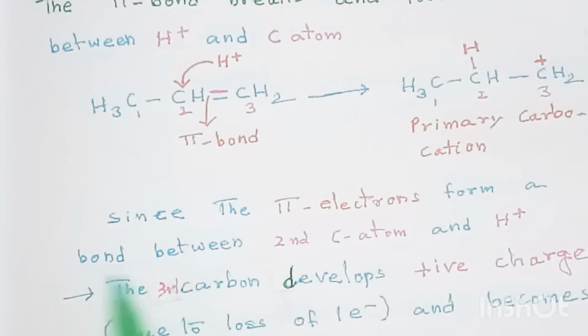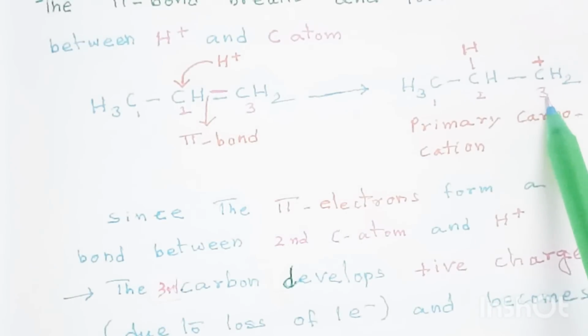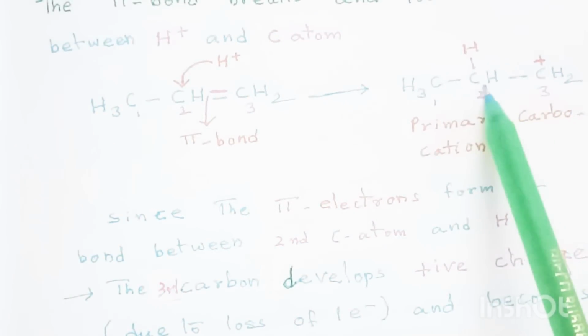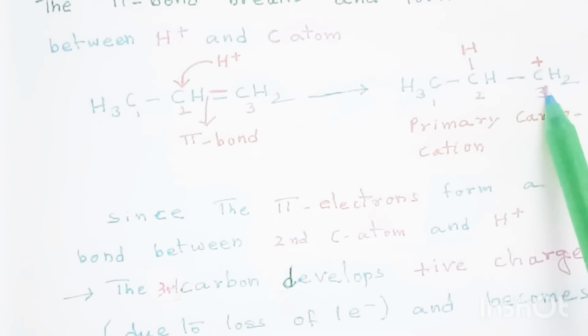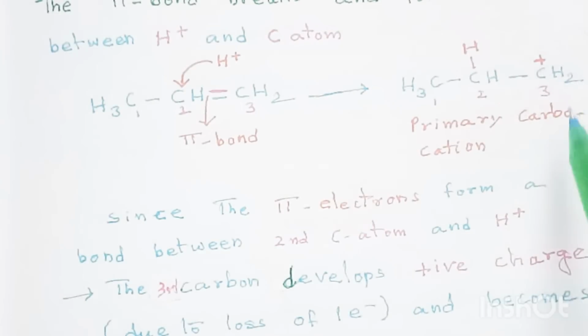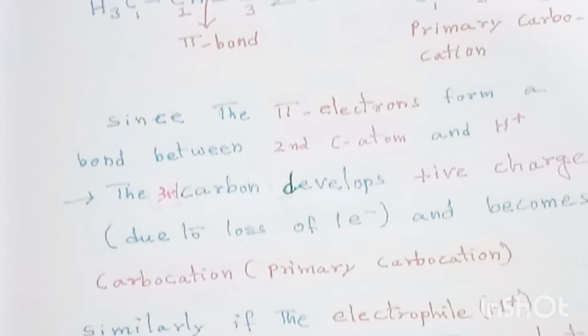Since the pi electrons form a bond between second carbon and hydrogen ion, the third carbon develops a positive charge and becomes carbocation, that is primary carbocation, because only one carbon atom is attached to this carbon atom. So it is primary carbocation. This is less stable.